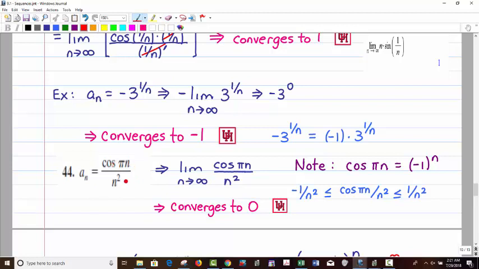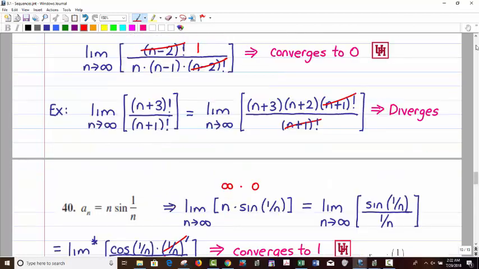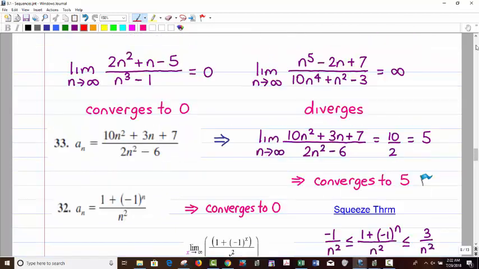And now we have cosine of pi n over n squared. Now this is another one that has a kind of squeeze theorem application here. If you look at the cosine of pi n, and n's an integer, so you're starting at 1 pi, 2 pi, 3 pi. This is very similar to this problem we did up here. Let me scroll back up here. It's real similar to this.